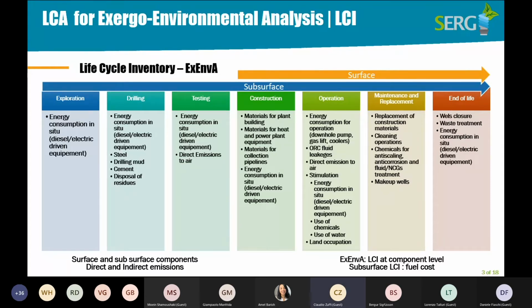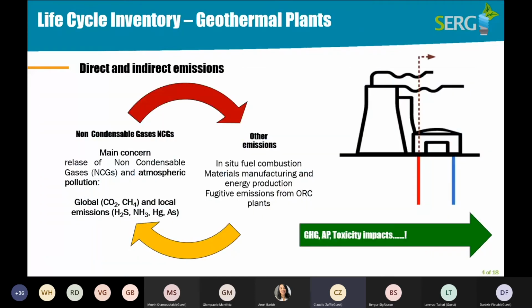When completing the life cycle inventory, we have to keep in mind that environmental impact results from direct and indirect emissions. Direct emissions include principally the gas carried in the geothermal fluid in a dissolved form and the air pollutants related to the diesel combustion. The indirect emissions are associated with materials manufacturing and the energy production required during the whole life cycle of the geothermal plant.